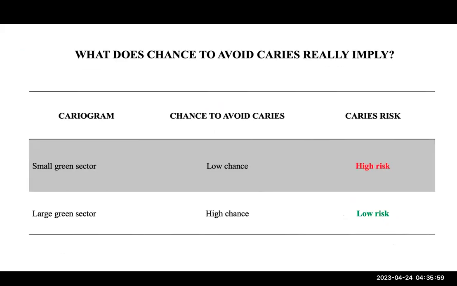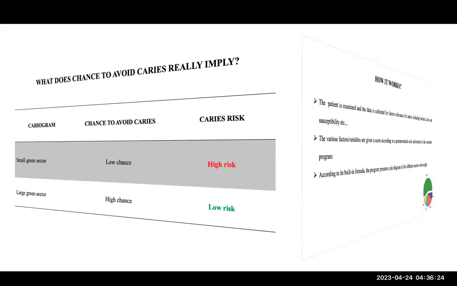So when you do this input of the scores, then you get the Cariogram on the screen, the colorful pie chart comes, and in that you can find out if there's a small green sector, there are low chances of avoiding caries. That means the child is at high risk. And if there is a large green sector, then it's a low risk.